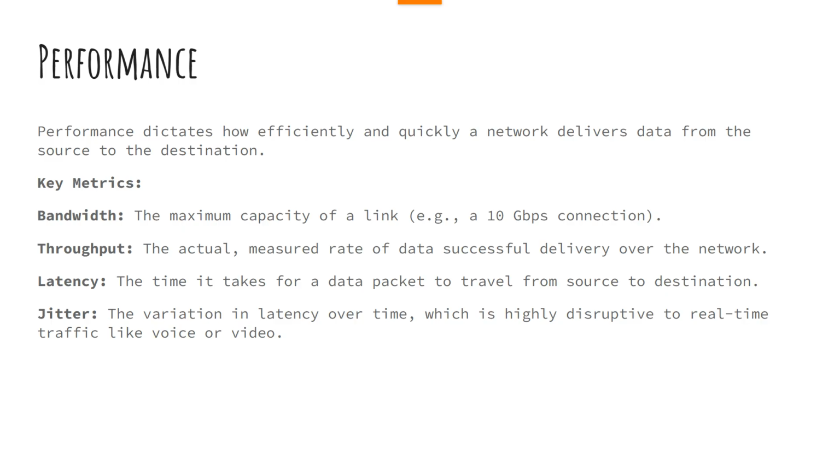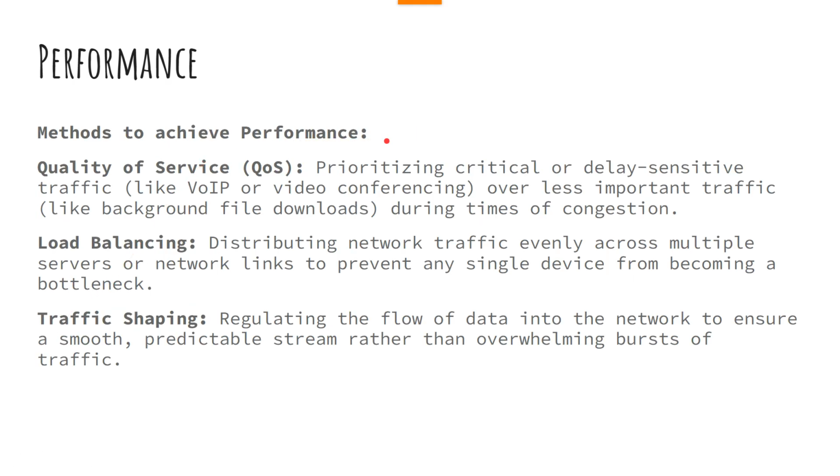So there are certain metrics which are used to understand the performance of the network. So there are four metrics: bandwidth, throughput, latency, and jitter. Okay, so based on those four metrics, how does the network perform on these four metrics? We evaluate the performance of the network. Now there are three methods which are used to achieve performance. The first is quality of service, the second is load balancing, and third is traffic shaping.